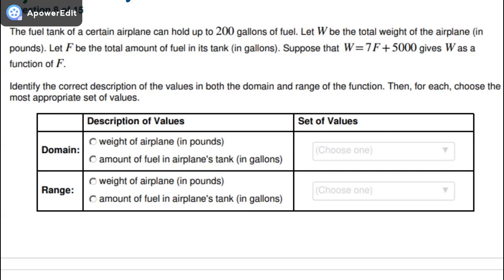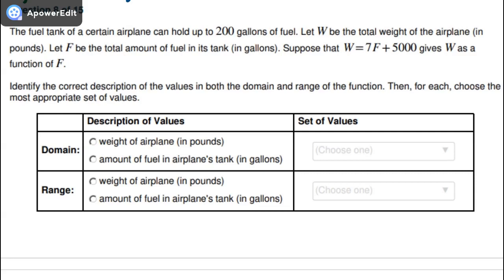So we're going to start with question 8. A fuel tank of a certain airplane can hold up to 200 gallons of fuel. Let W be the total weight of the airplane in pounds. Let F be the total amount of fuel in its tank in gallons. Suppose that W equals 7F plus 5,000. Give W as a function of F.